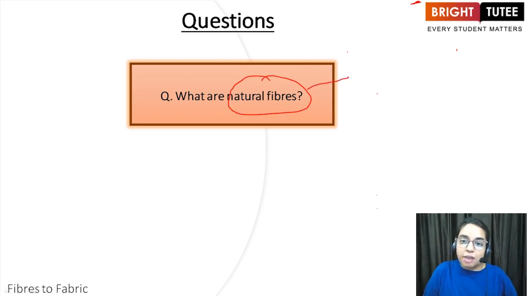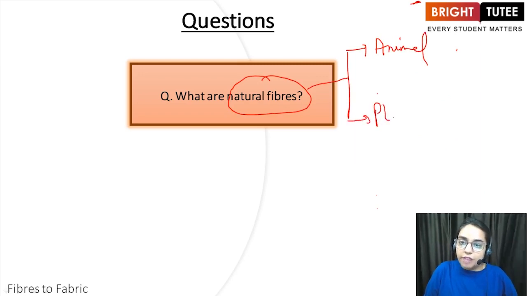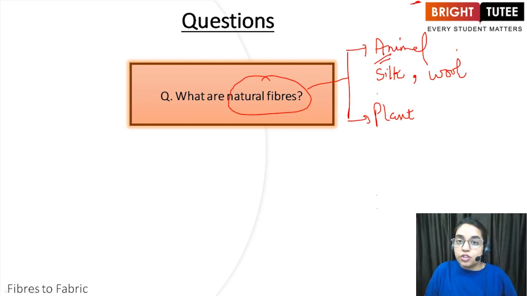Again, the natural fibers are of two types. One is the animal fiber and the other one is the plant fiber. So children, the fibers which have animal source, that is which are obtained from animals, are called animal fibers. For example, silk, which is obtained from cocoons of silkworm, and wool, which is obtained from goats, sheep, yak, camels, and even from the rabbit.